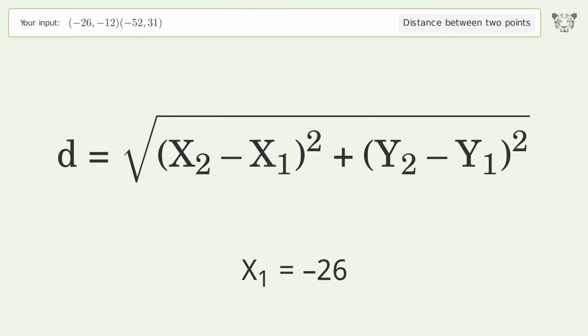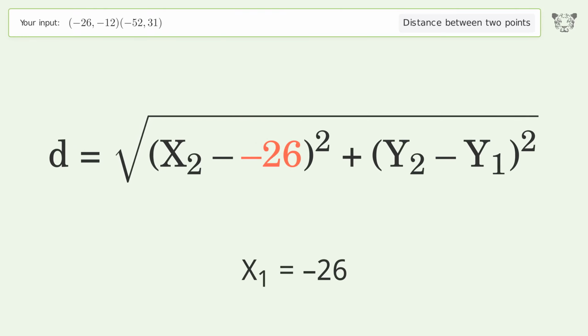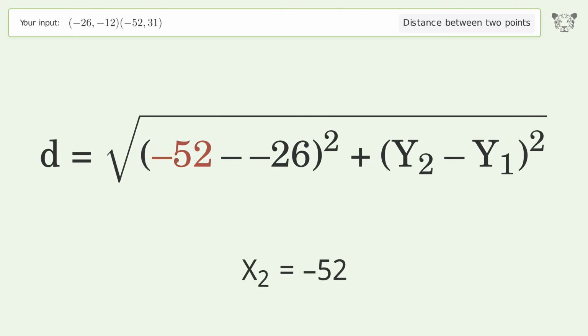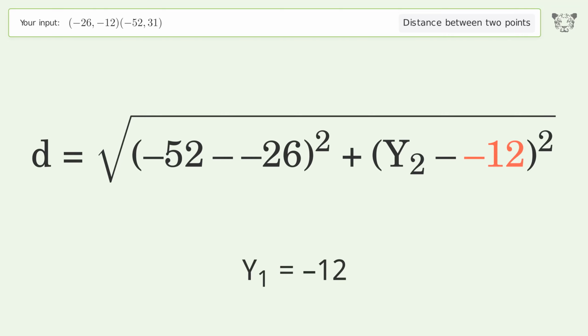x1 equals -26. x2 equals -52. y1 equals -12. y2 equals 31.